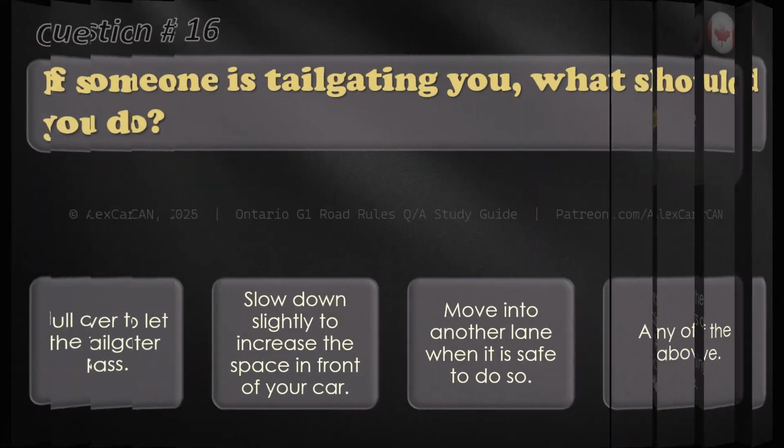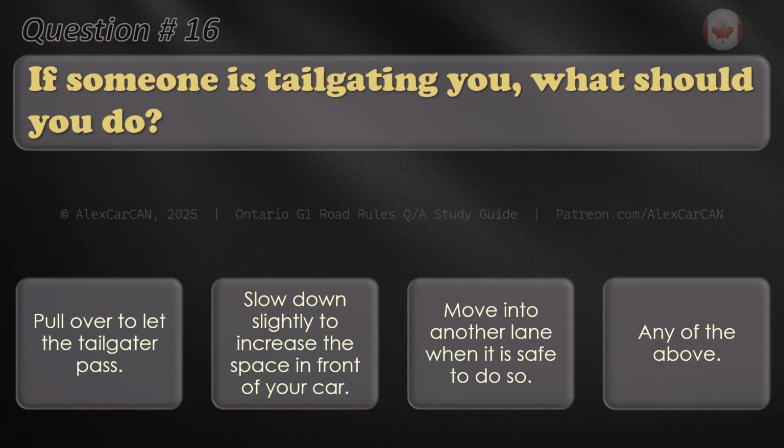Question number 16. If someone is tailgating you, what should you do? Pull over to let the tailgater pass. Slow down slightly to increase the space in front of your car. Move into another lane when it is safe to do so. Any of the above.